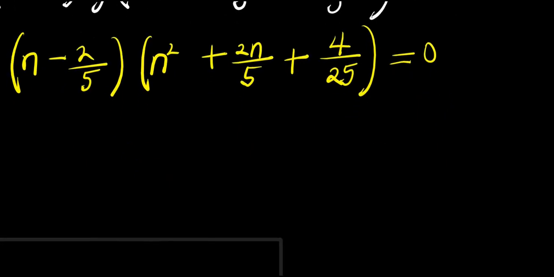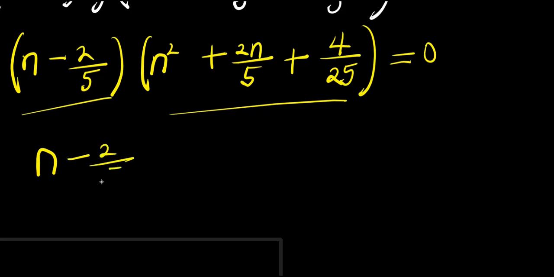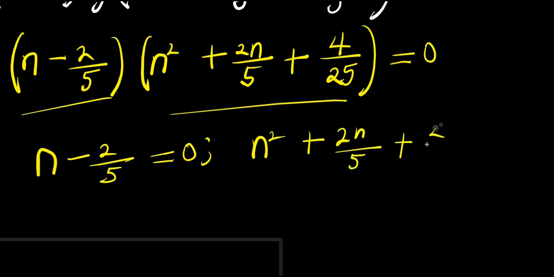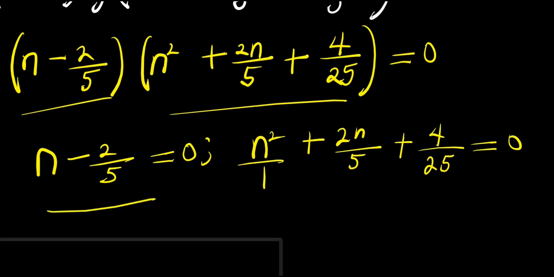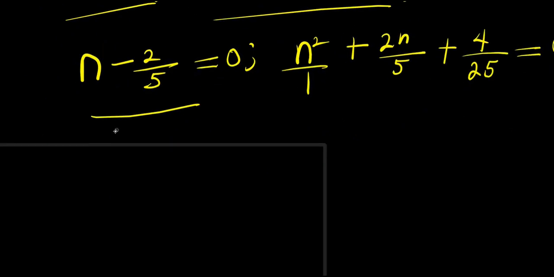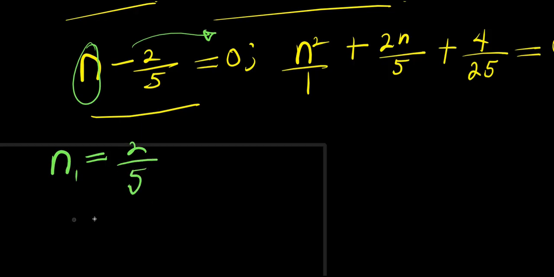So from here, equate each factor to 0. n minus 2 over 5 equals 0, and n squared plus 2n divided by 5 plus 4 over 25 equals 0. Let's solve this linear equation first. I can isolate n by moving this over here. We have n equals 2 over 5. That's my n1.